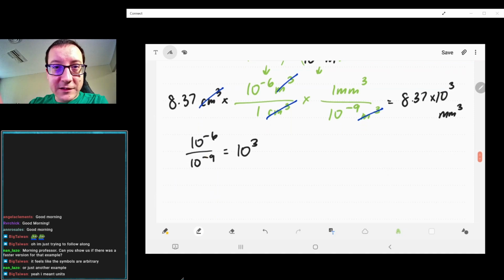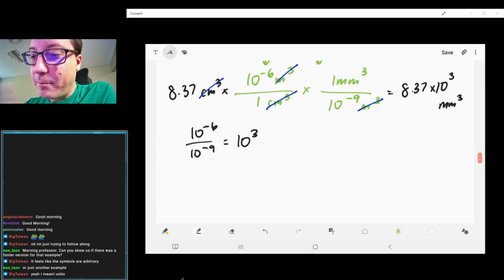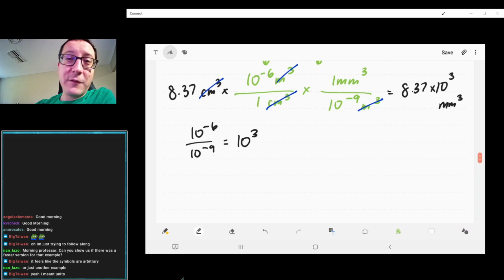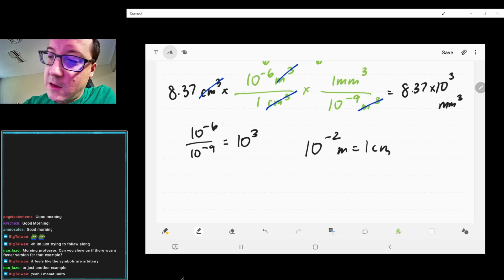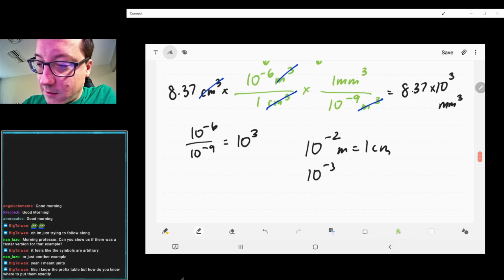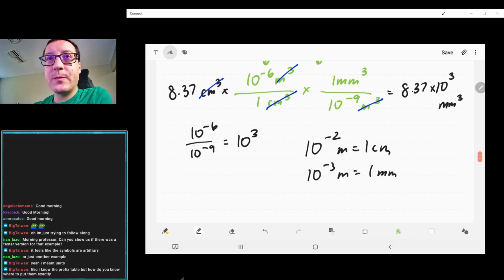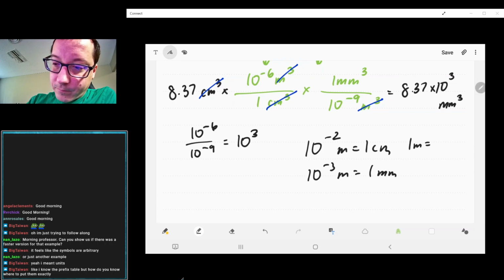All right, I'm just going to illustrate this point for our dear friend Nan Lazo here. But if you are confused by it, don't worry. So, we saw 10 to the negative 2 meters equals 1 centimeter. We saw that 10 to the negative 3 meters is 1 millimeter, yes? I don't know where to put them exactly. Let's get back to that in a second here. If we solve both of these for meters, we can do that.